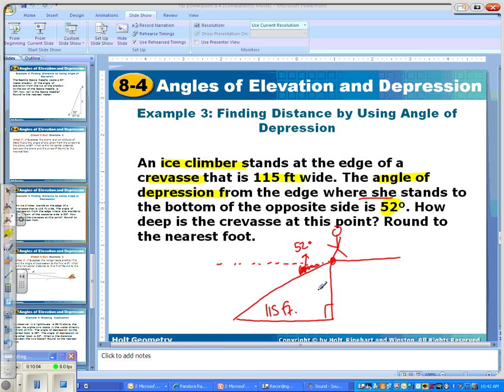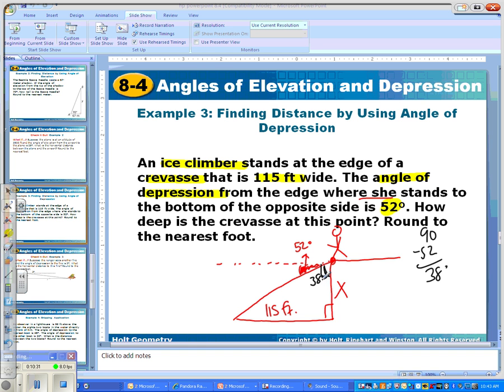And we want to know how deep the crevice is. So that would be x. All right, so here's all the information. This is super important: you need to understand this is the angle of depression, not this one. Because what is this angle really going to be? Well, this is a 90-degree angle. So 90 minus 52 is what, 38? So this angle is now 38 degrees. And we can use the 38 degrees to help us solve this problem.